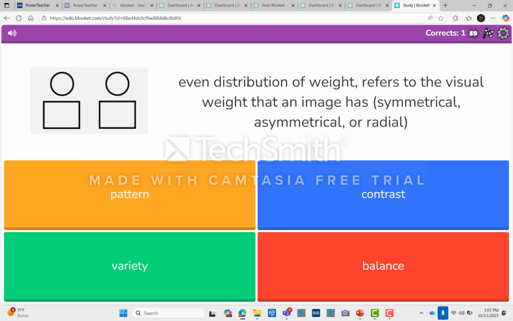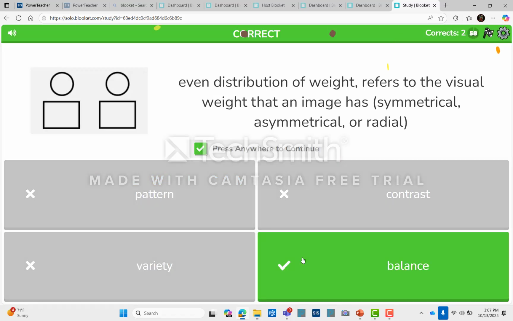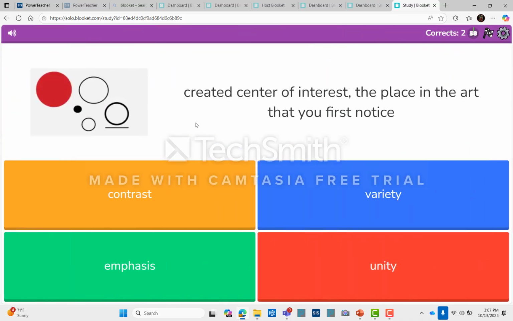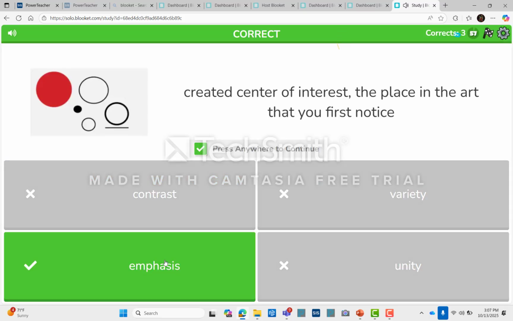All right, even distribution of weight refers to the visual weight that an image has, okay? And they're talking about symmetrical, asymmetrical. Which one is that? That is balance. Same on the left, same on the right. Oh, I spy with my little eye something red. Which one's red? It's emphasis.